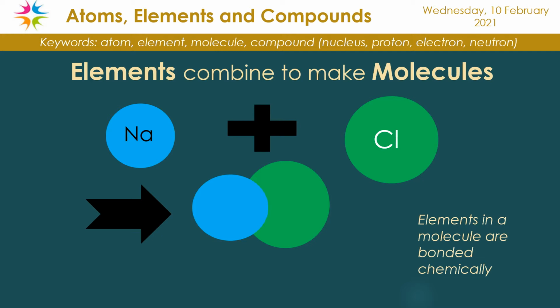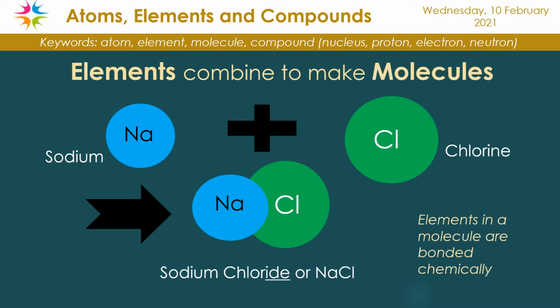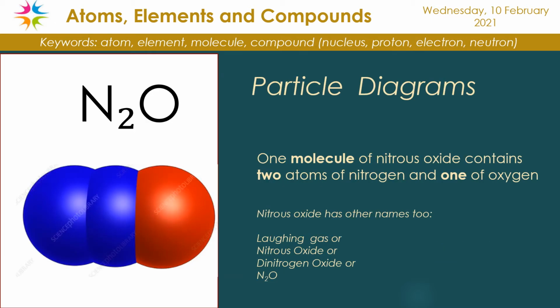When elements combine to make molecules, in the example we had above, we had sodium, which is Na, and we added it to chlorine, which is Cl. So we add them together and we get NaCl, which is common table salt. It's called sodium chloride, or NaCl, but have a look at the ending of this word chlorine. When chlorine is joined to another element, it changes its name to chloride.